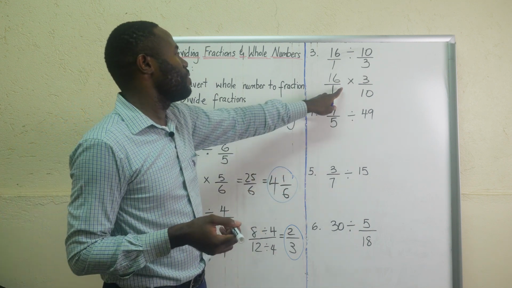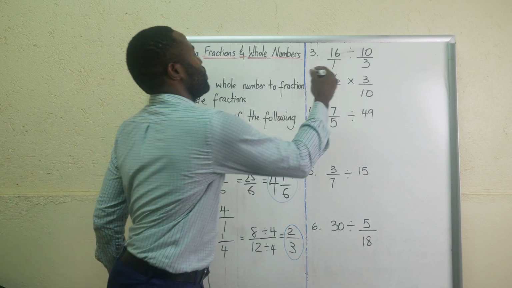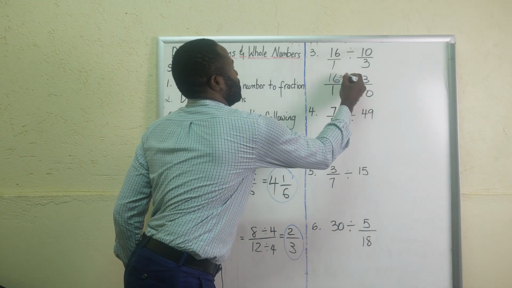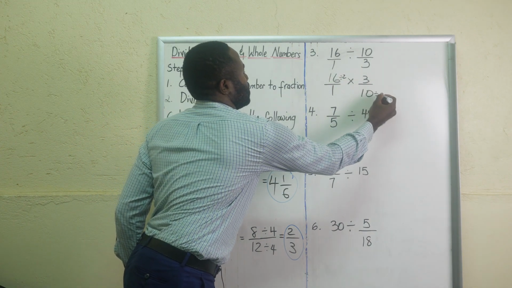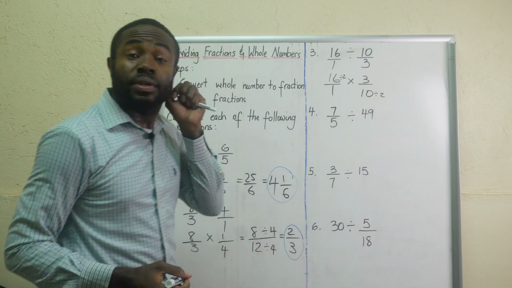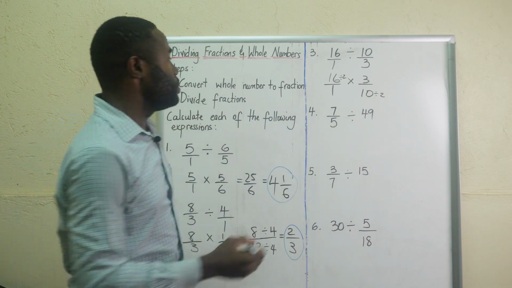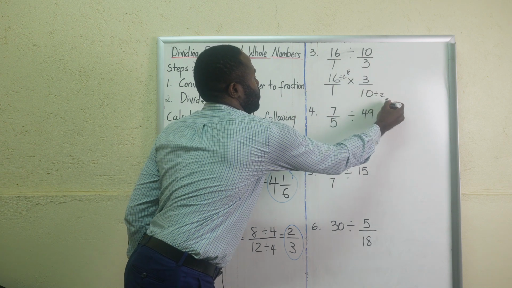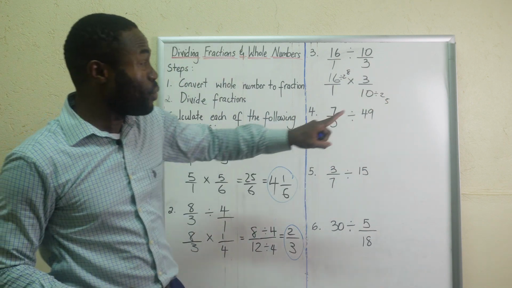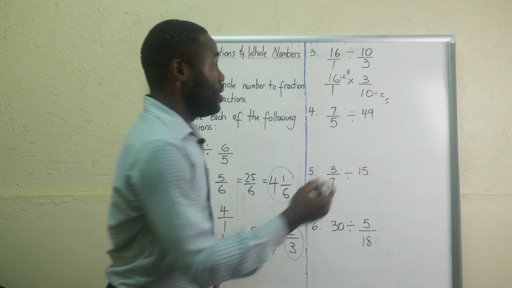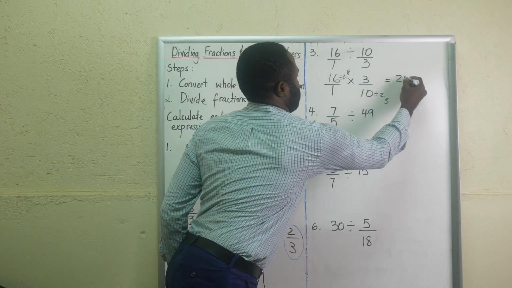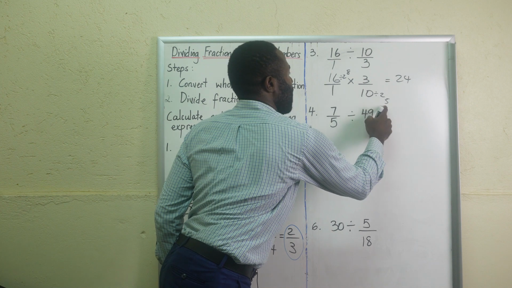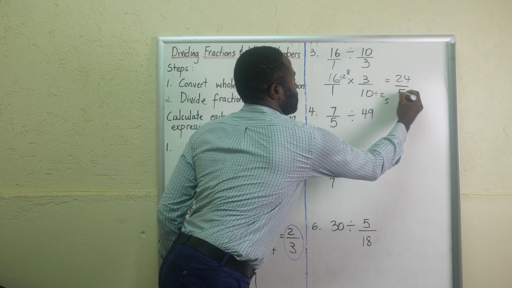The highest common factor in this case is 2, right? So we're going to divide the 16 by 2 and also divide the 10 by 2. So 16 divided by 2 will give us 8, and 10 divided by 2 will give us 5. So we are left with 8 times 3, which is 24, and then 1 times 5, which is just 5 itself.